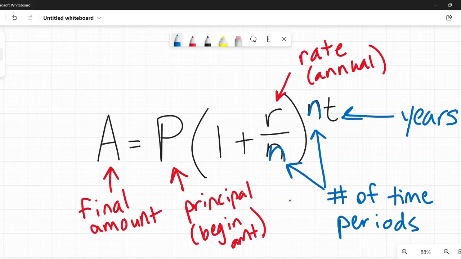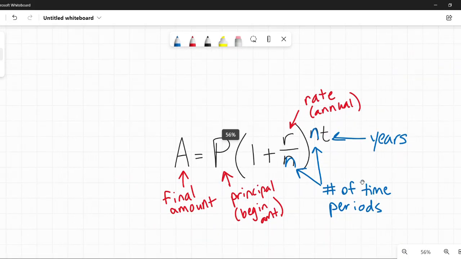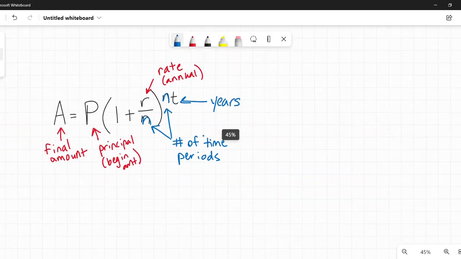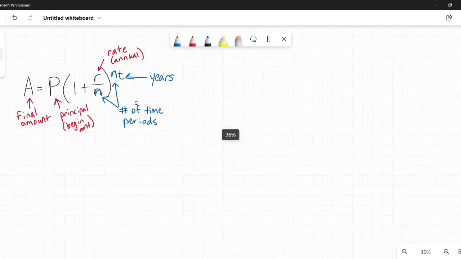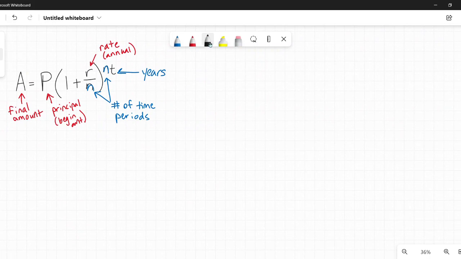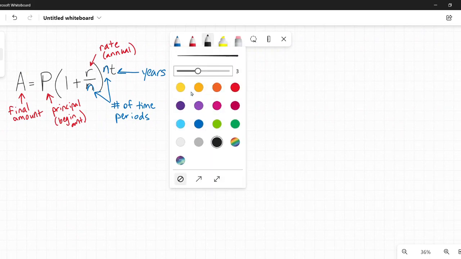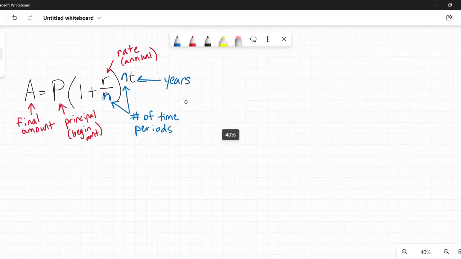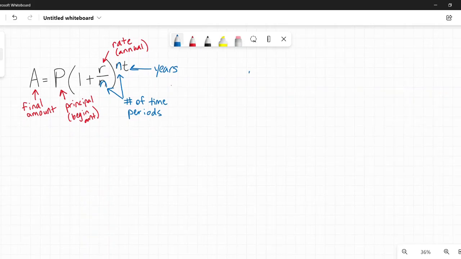Part two, why does this work? I'm going to move this over here so we can still see it. It's our little reference point. Why does this work? Let's say I had $1,000 that I'm putting in a bank account, and it pays 3% interest that is compounded quarterly. I want to know how much money I'm going to make out of this.